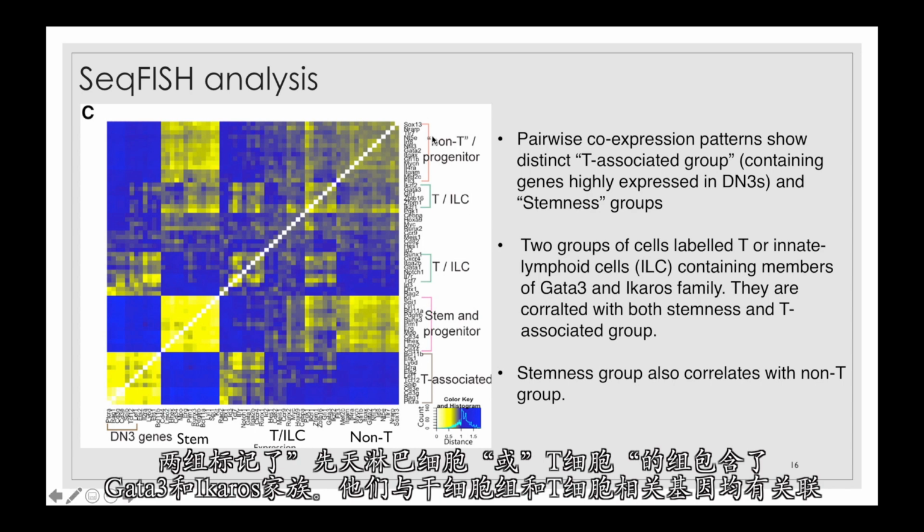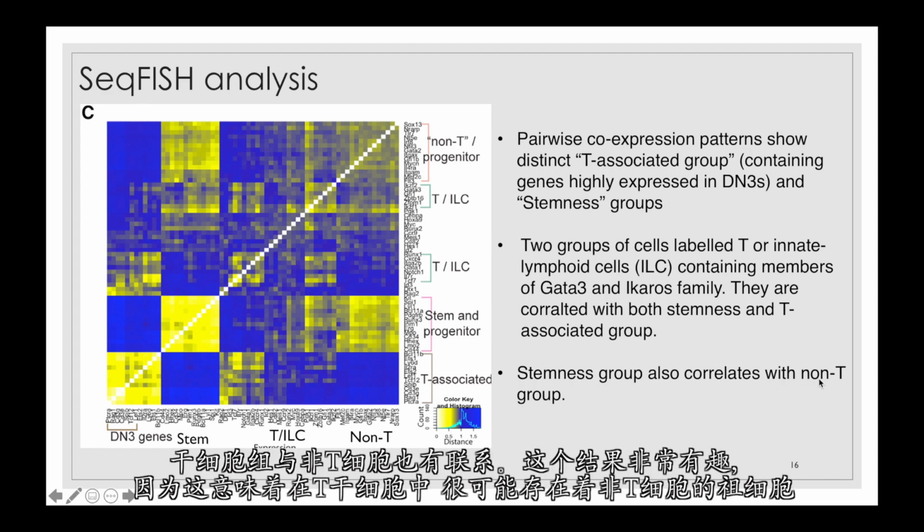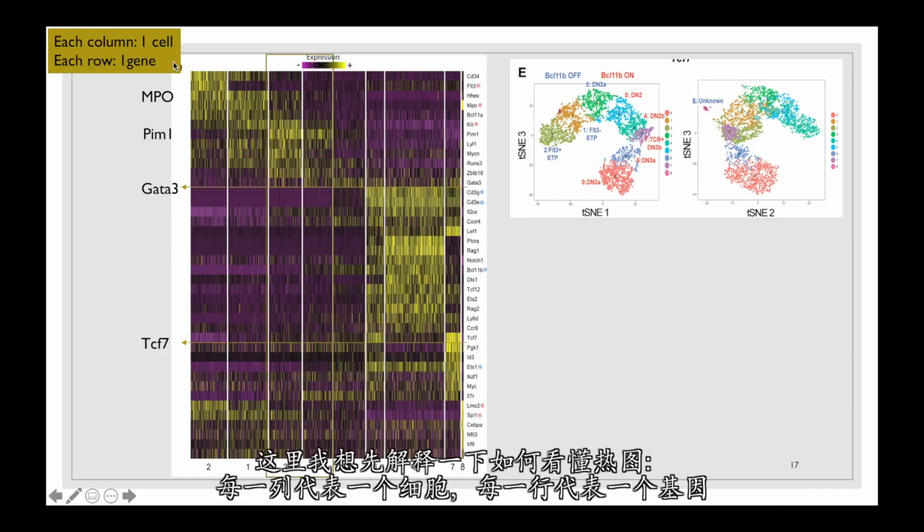They are correlated with both the stemless and the T-associated groups, which means there may be a transition step or substate. And the stemless groups are also correlated with the non-T group, which is here and here. So this is a very interesting result that indicates that maybe within the stemless group, some cells contribute to the non-T cells. So here I want to give an explanation of how to look into the heat map here.